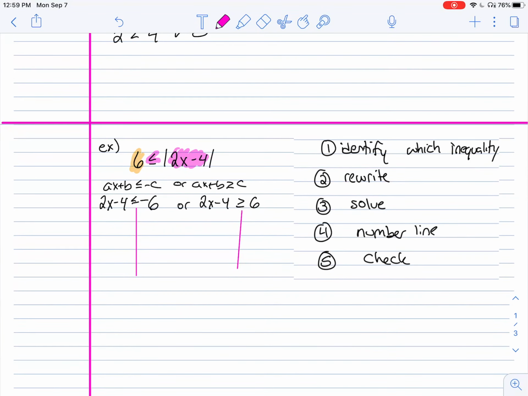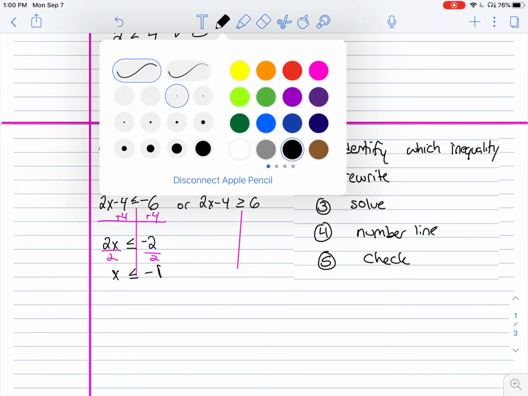The first thing I want to do when I solve 2x minus 4 is get rid of that minus 4. So I add 4 on both sides, and I get 2x is less than or equal to negative 6 plus 4 is negative 2. And then my last step is to divide away that 2 out in front, and I get x is less than or equal to negative 1. I'm going to do the same thing on the other side.